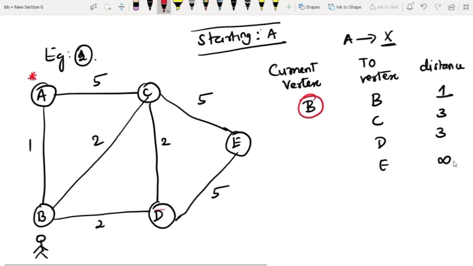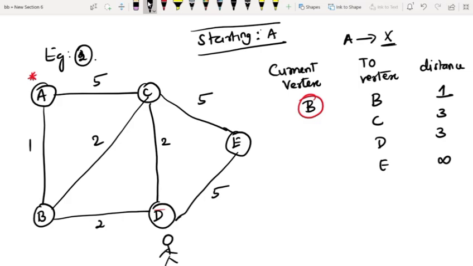This is done. Now I'll move to D. Move to D or C. Both have the same distance, so you can move to either C or D. So let me move to D.